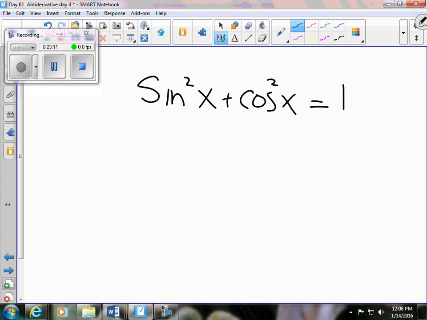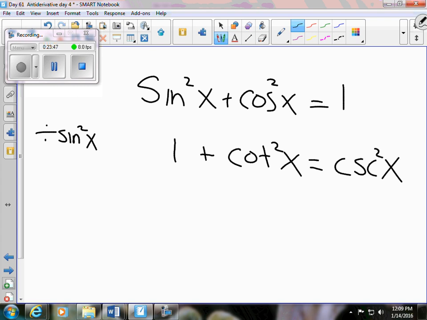But there are actually 2 other ones that sometimes you need to know to answer these questions. So if you divide every term of the original one by sine squared x, what would you get for the first term? 1. Sine squared x over sine squared x would be 1. Plus, what about if I divide cos squared x by sine squared x? Cotan. Very good. And what about 1 over sine squared x? Cosecant squared x. That's another trig identity.